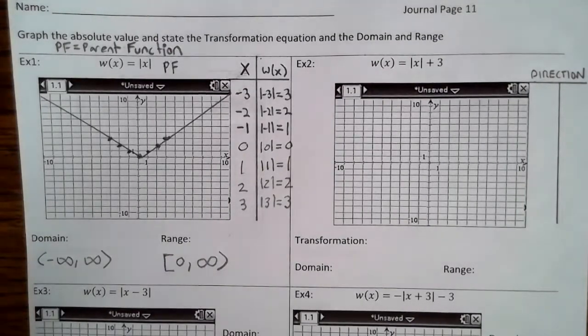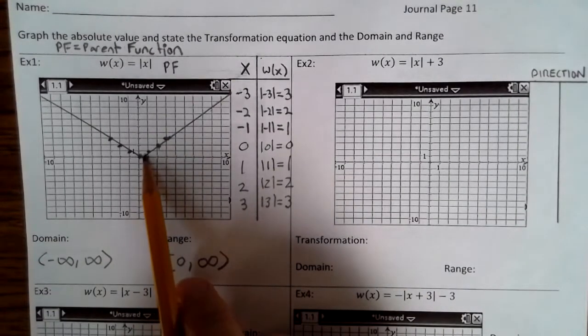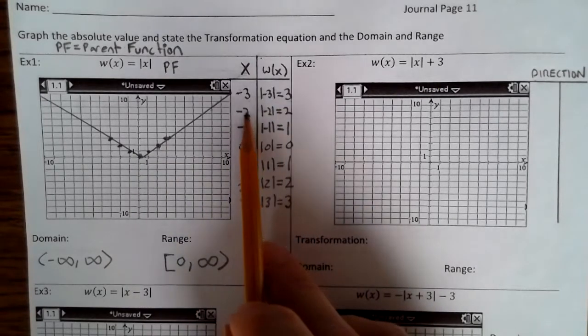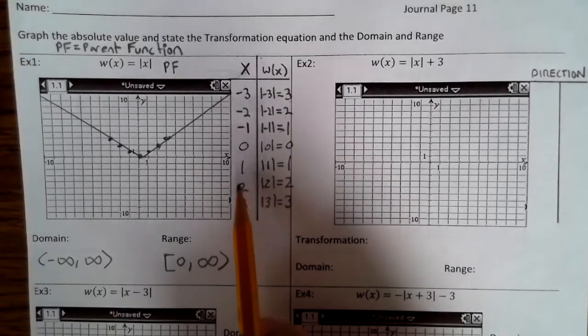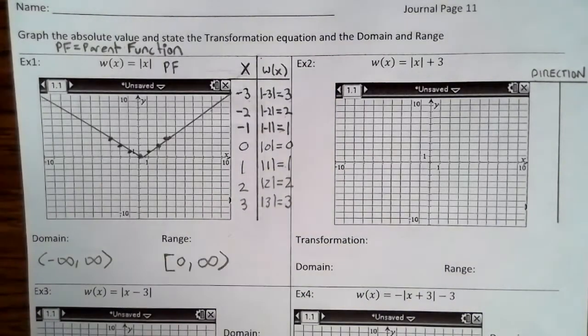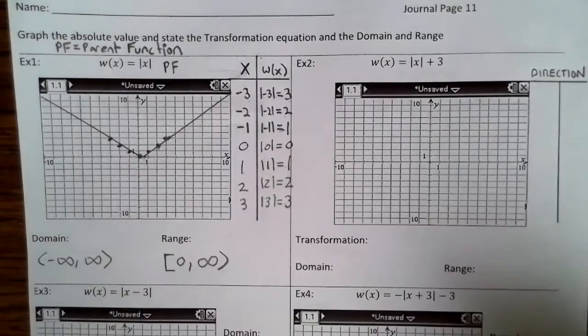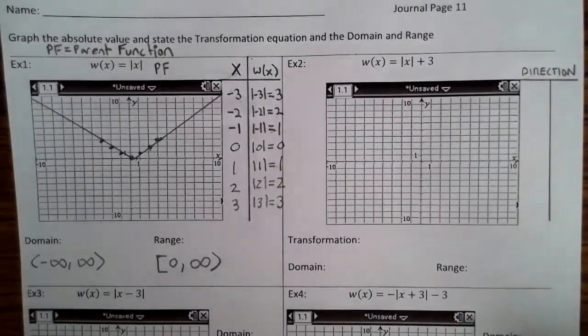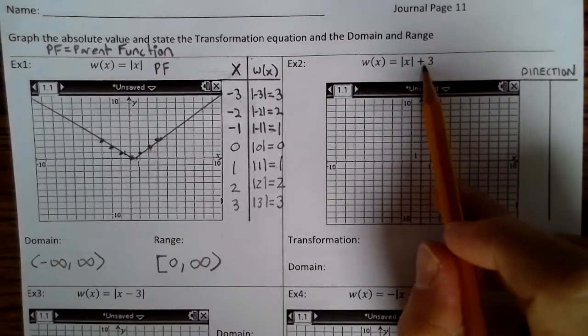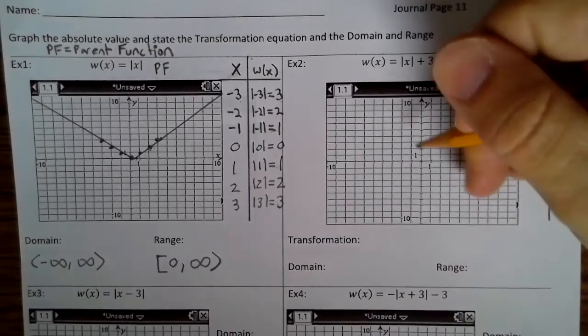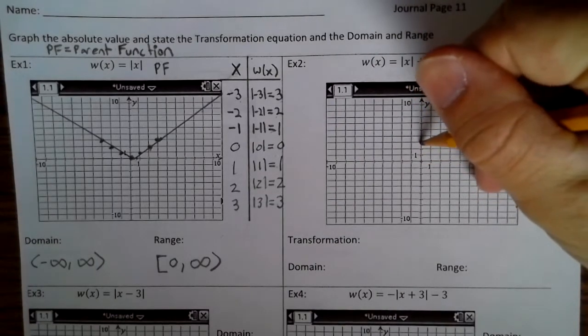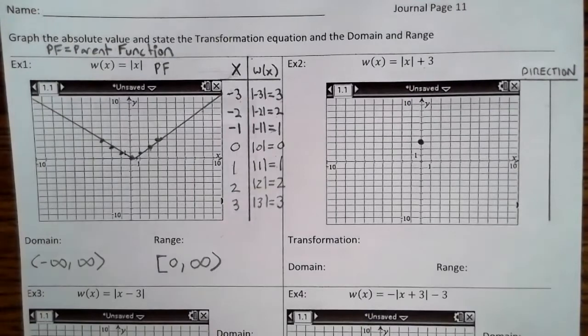Now, example 1 is very important because this gives us the directions for all the transformations of absolute values, okay? In order to make the shape of the absolute value, the points (-3, 3), (-2, 2), (-1, 1), (1, 1), (2, 2), (3, 3) are the directions that you can now use to move this absolute value function, okay? What I mean by this is, let's take a look at example 2. The plus 3 means we move the vertex that was (0, 0) up 3 units. So we're at (0, 0), now we go 1, 2, 3. There's a new vertex, okay?